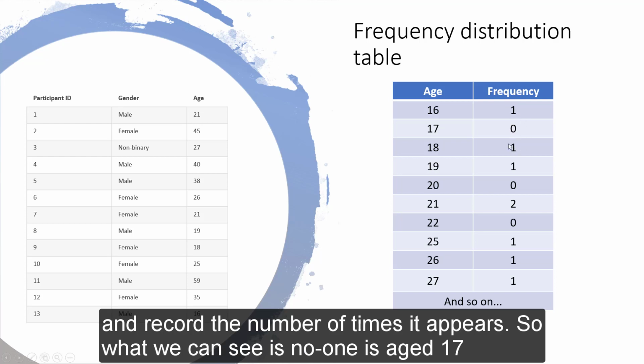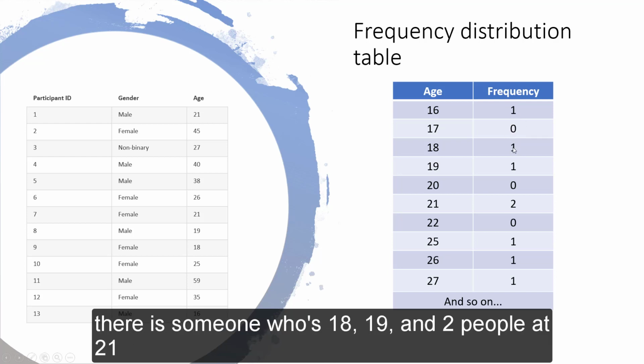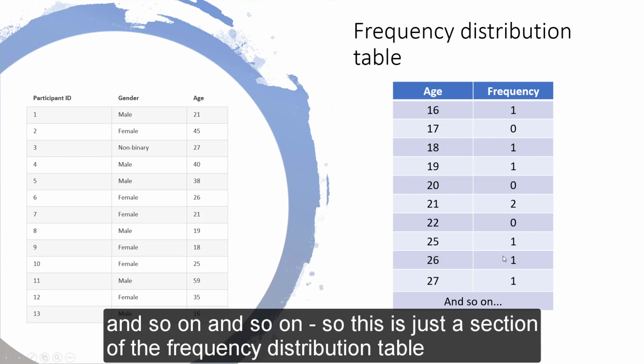So what we can see is there's no one aged 17. There is someone who's 18, 19. There are 2 people who are 21, and so on and so on. So this is just a section of a frequency distribution table.